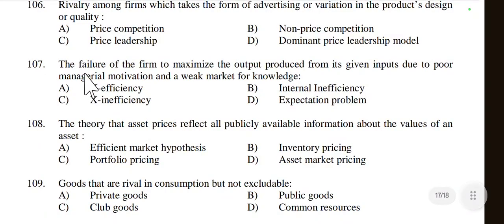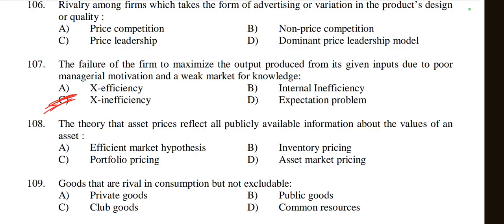Then question number 107, the failure of the firm to maximize the output produced from its given inputs due to poor managerial motivation and a weak market for knowledge. It is called as X efficiency, internal inefficiency, X inefficiency, or expectation problem. It is called as X inefficiency, because X inefficiency occurs when a firm fails to produce the maximum output possible from its given input due to factors like poor managerial motivation, lack of competitive pressure, or inefficiencies in the organizational structure.